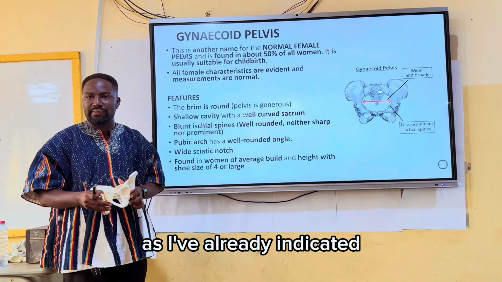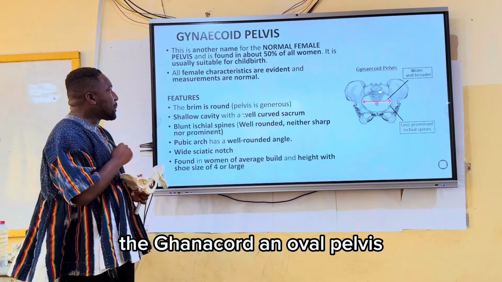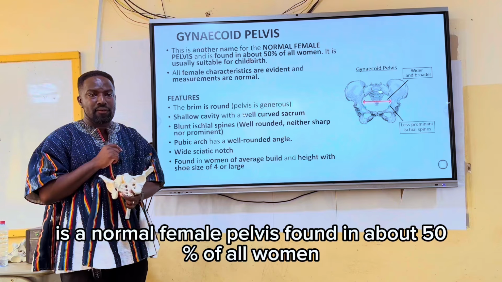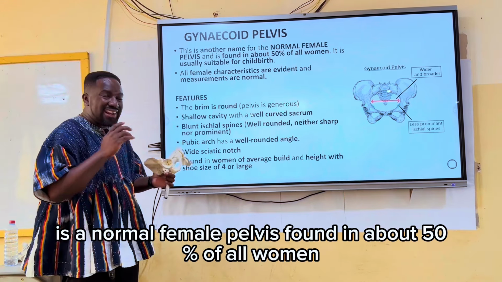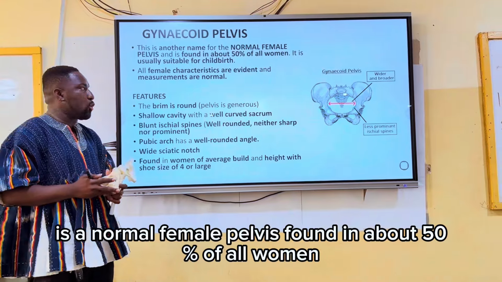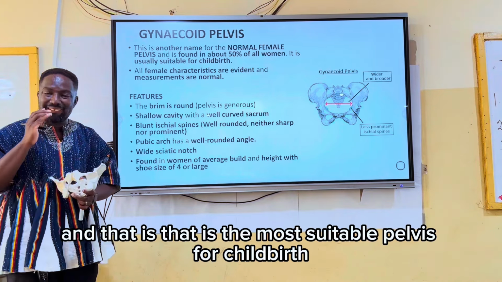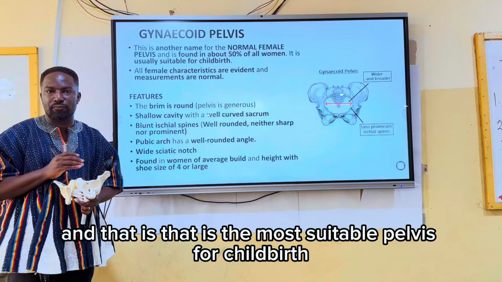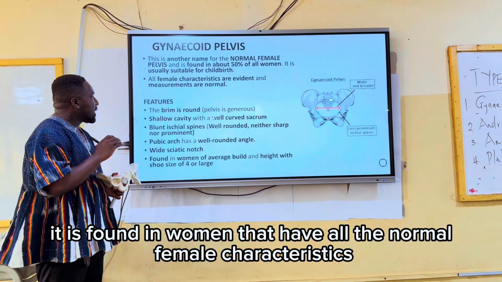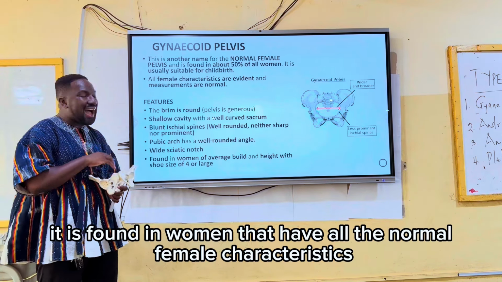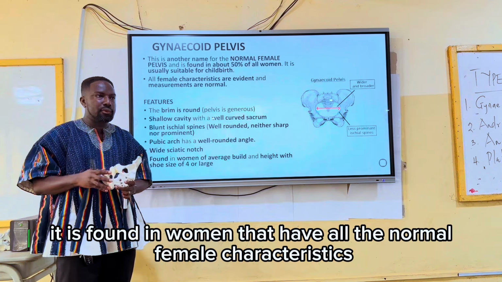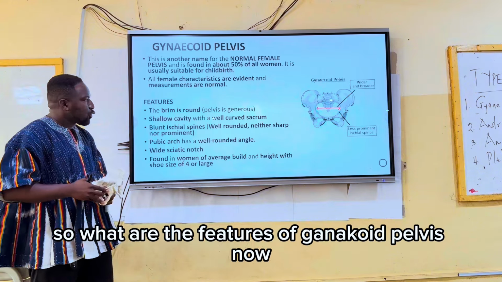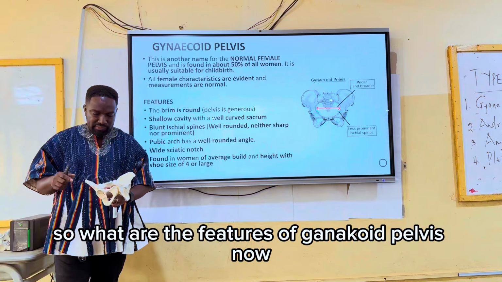As I've already indicated, the gynaecoid pelvis is the normal female pelvis found in about 50% of all women, and it is the most suitable pelvis for childbirth. It is found in women that have all the normal female characteristics. So what are the features of the gynaecoid pelvis?